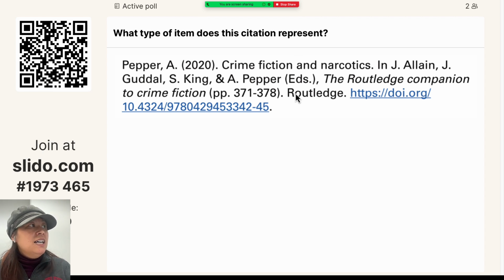Now, the other stuff, like you can see here, is extra information to tell you what kind of item this is. If you only have one title, then it's usually going to be either a book or a journal, or even just an entire conference. If there are two titles, like what you see here, you see Crime and Fiction and Narcotics, as well as a Routledge Companion to Crime Fiction, that means it's either going to be a journal article, a chapter from a book, or it's going to be a conference presentation in conference proceedings.